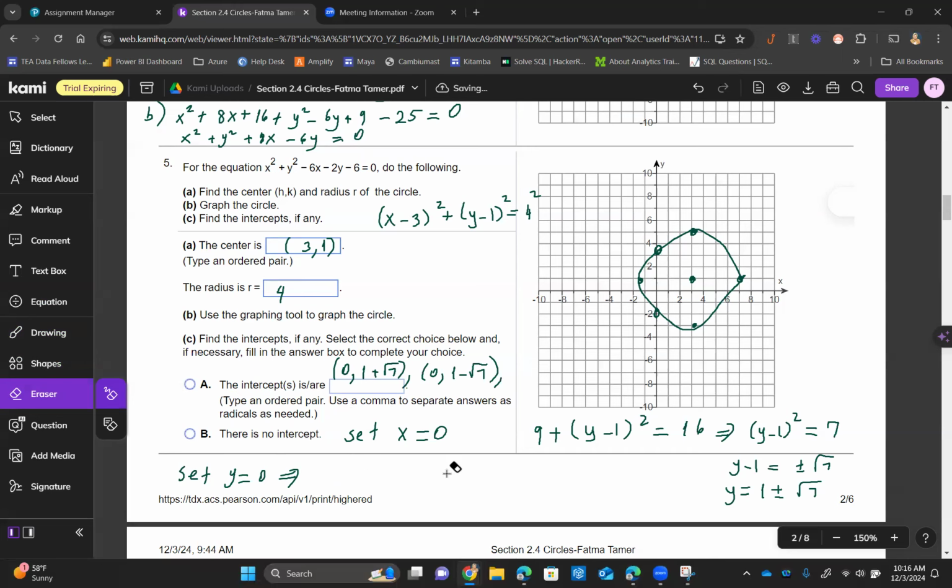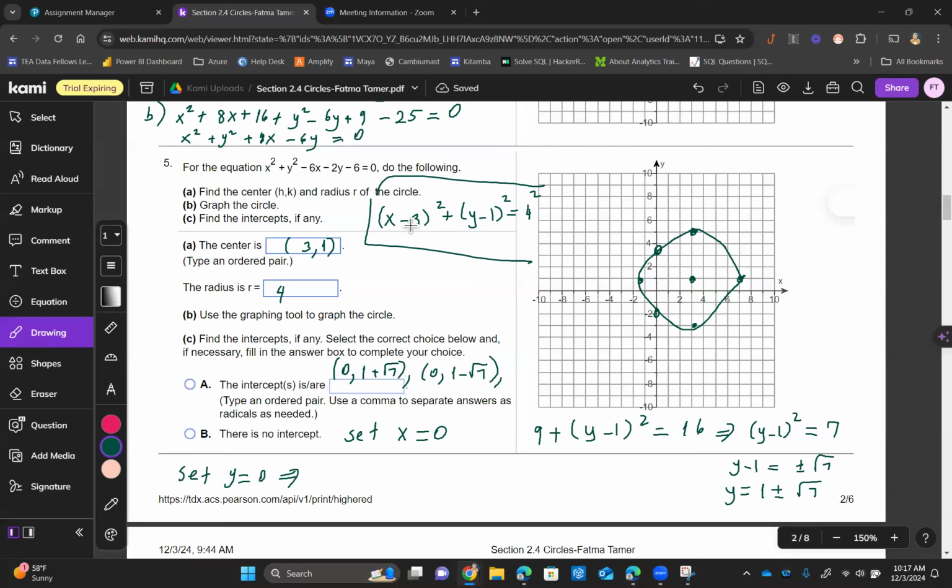So we set y to a 0. Instead of using the given equation, we're going to use the standard form we got here. So (x minus 3) squared stays with me. But since I'm placing a 0 for y, 0 minus 1 is negative 1, and negative 1 squared is just positive 1, and that's a 16. So this one is (x minus 3) squared is equal to 15 when I subtract 1 from each side.